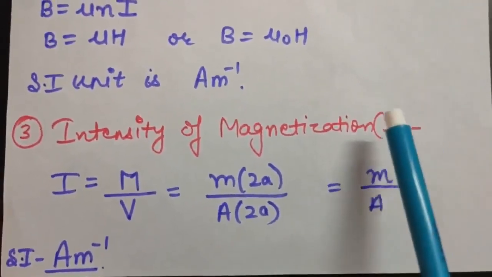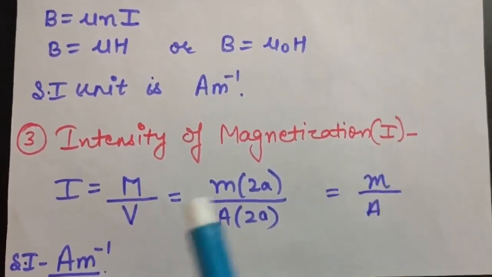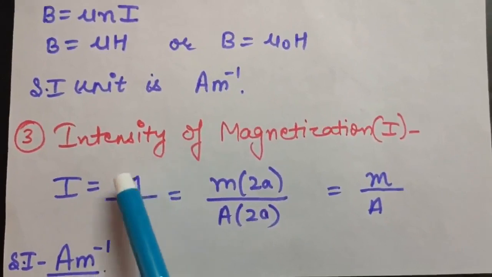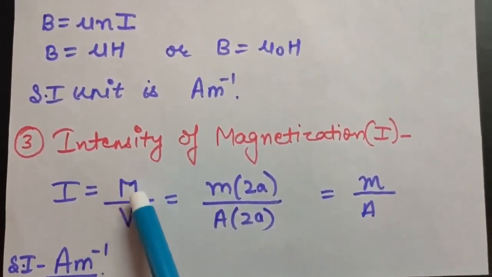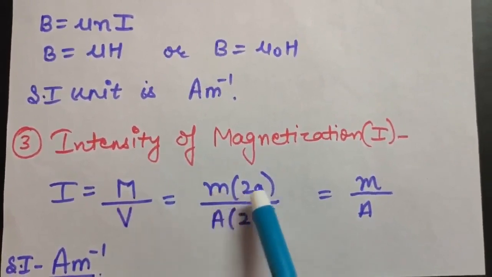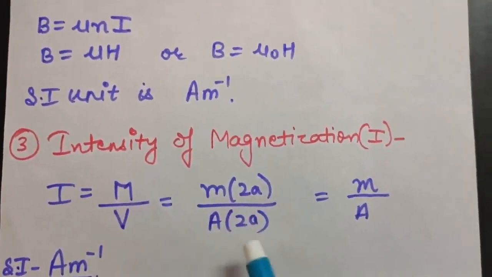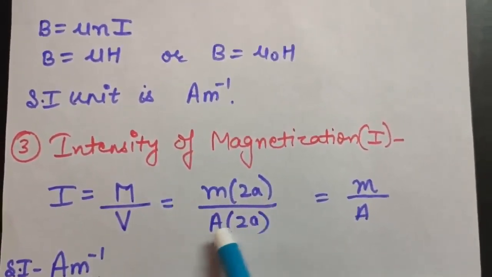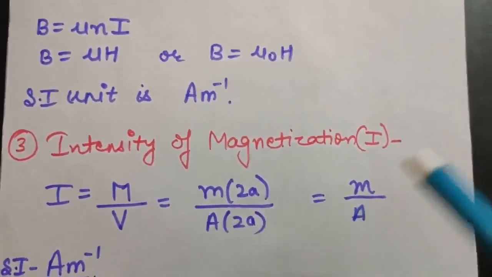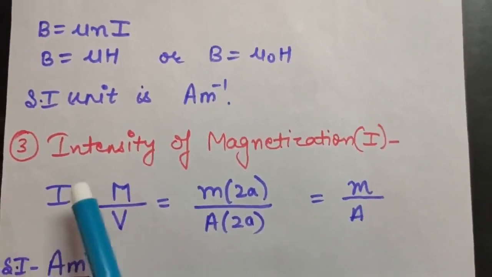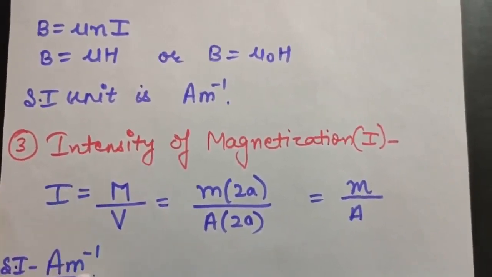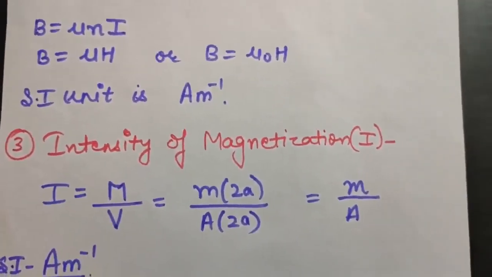Intensity of magnetization is denoted by I and it is defined as the ratio of magnetic moment per unit volume. Now, as you know, the formula of magnetic moment is pole strength into 2A, and volume is area into 2A, that is area into length. 2A will cancel out, so you will get M by A. The SI unit of intensity of magnetization is ampere meter inverse.